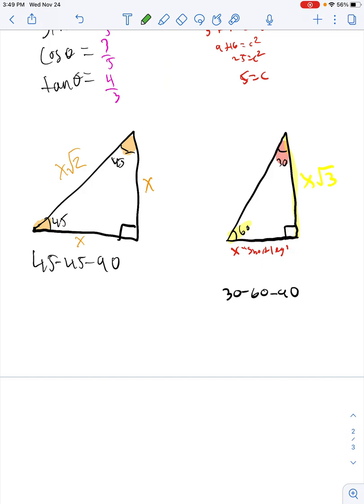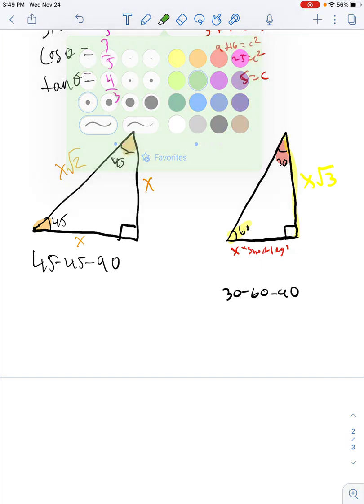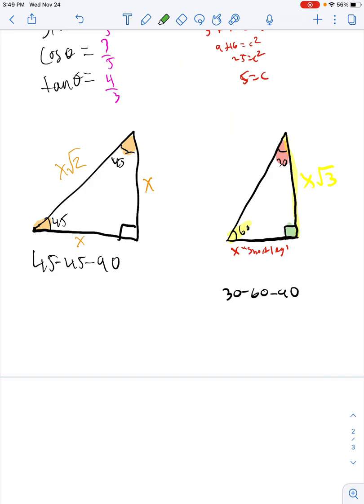And then our hypotenuse, which again is across from the 90, is going to be double our short leg. So 2 times the short leg, which would be 2x if we stick with our x. So we've got x, x times the square root of 3, and 2x.